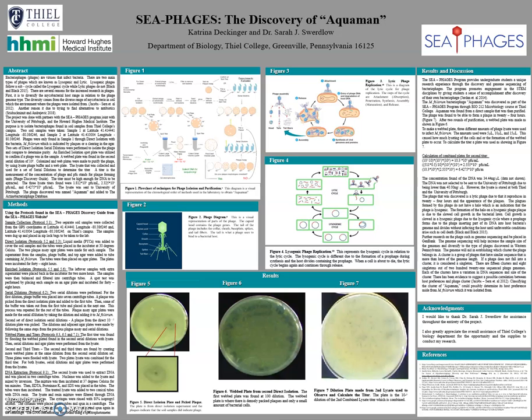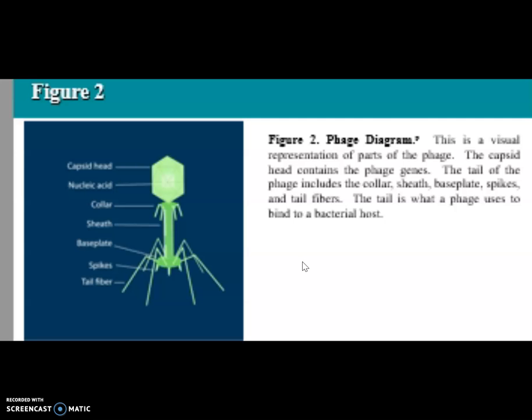Figure 1 is a diagram that represents all the steps conducted throughout the experiment, and I will zoom in on it as needed throughout the presentation. Figure 2 represents the parts of a phage. The two main parts of a phage are the head, which contains its genes or DNA, and the tail, which allows it to attach to the bacterial host.